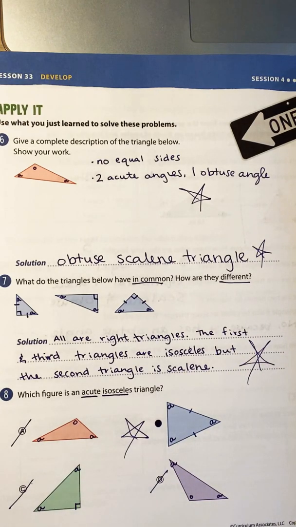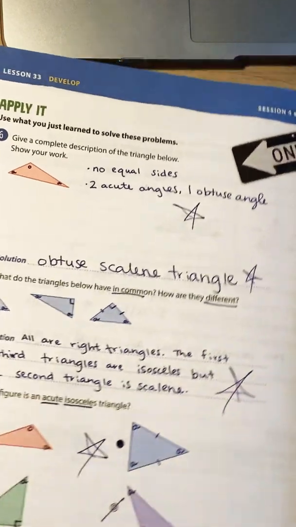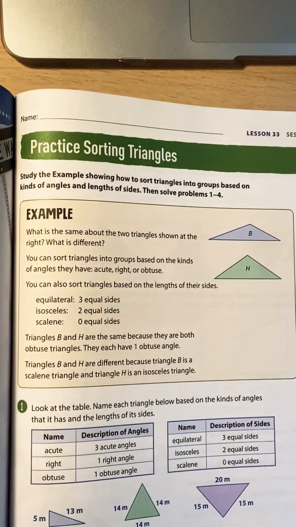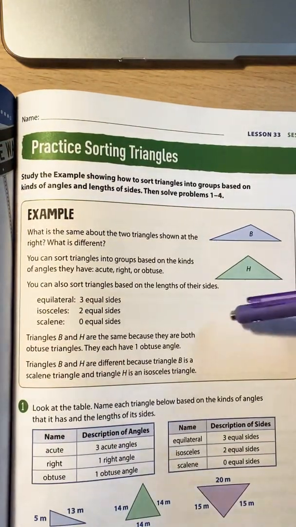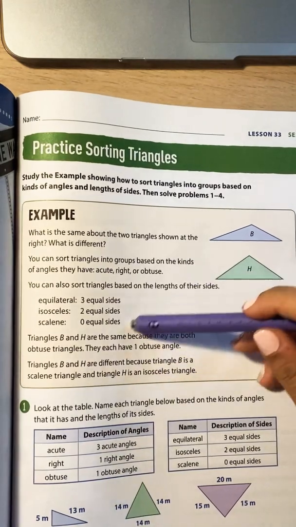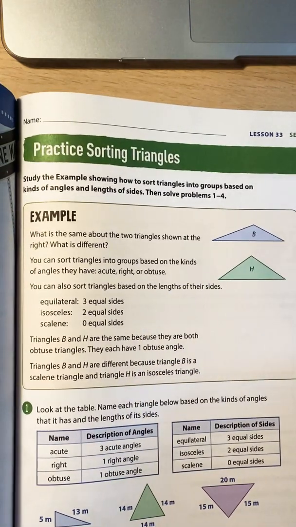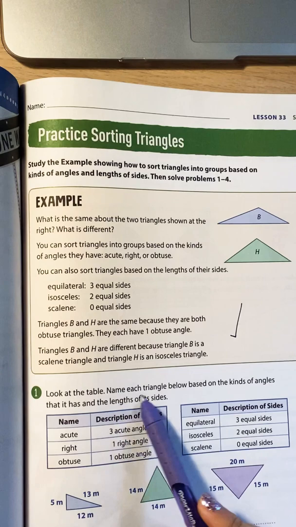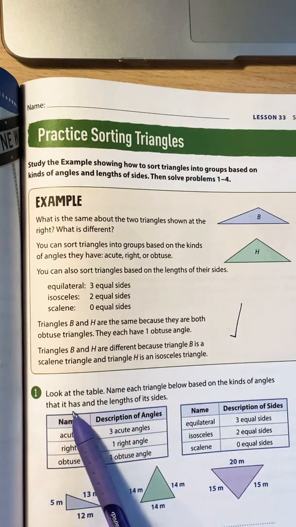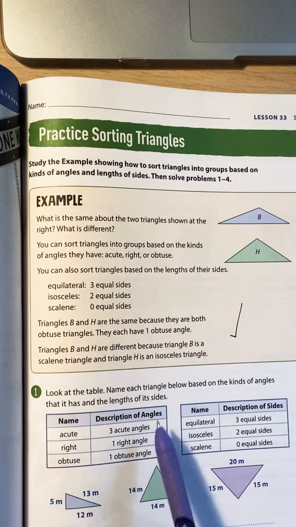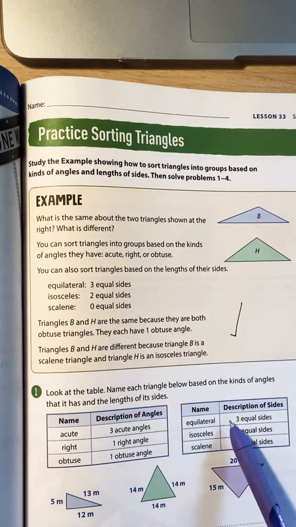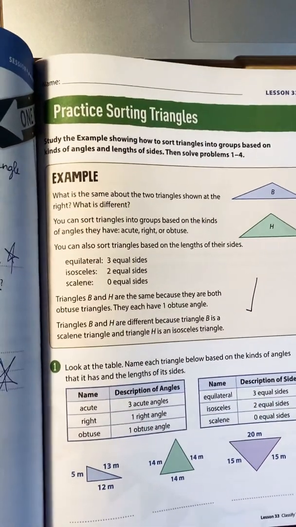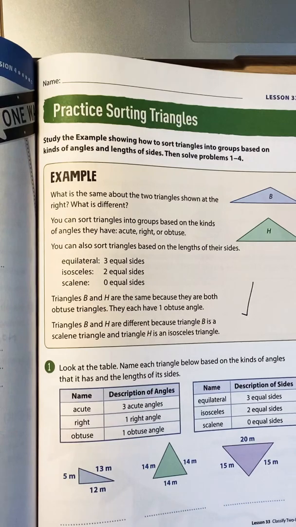Okay, done with that part. Now we just have the practice page. Okay, on the example, they had 2 different triangles and they needed to sort them and determine what types of triangles they are. So, good for them. Number 1, look at the table. Name each triangle below based on the kinds of angles it has and the lengths of its sides. So, this is our poster just without the pictures again. Okay, so it's nice that they're providing us with that information.